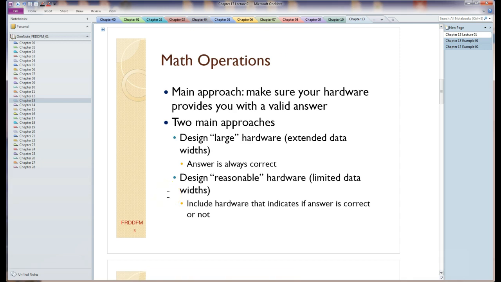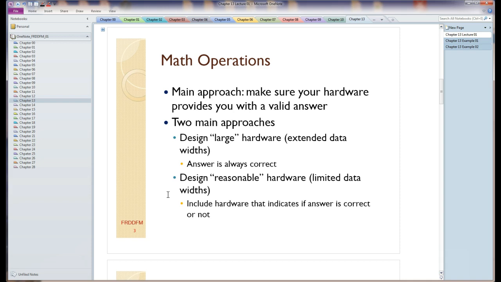In terms of mathematical operations on computers, what you're interested in is having your hardware give you the correct result. And in our context, that means a valid result. Now, that means we have two basic approaches to ensure we get a valid result. One of those approaches is to make your hardware so big that no matter what the size of the inputs are, it will always generate the right answer. So this means extending the data widths as far as possible. But when you extend the data widths in terms of the underlying hardware, you're increasing the size of that hardware, which increases its complexity, increases its power consumption, and is typically not a super great idea unless you have a really good reason to do such.